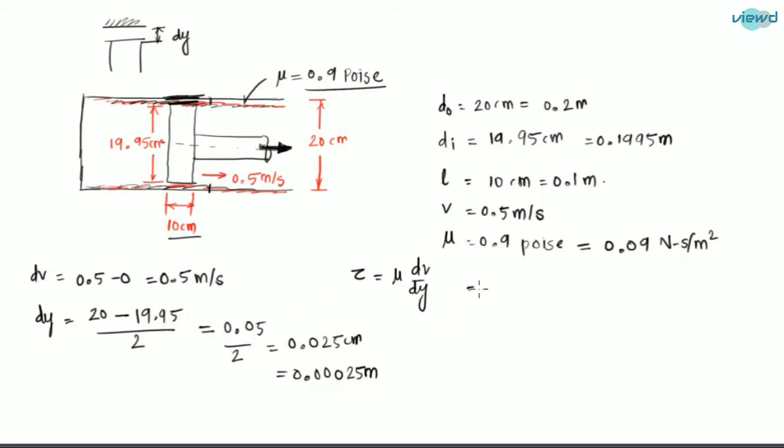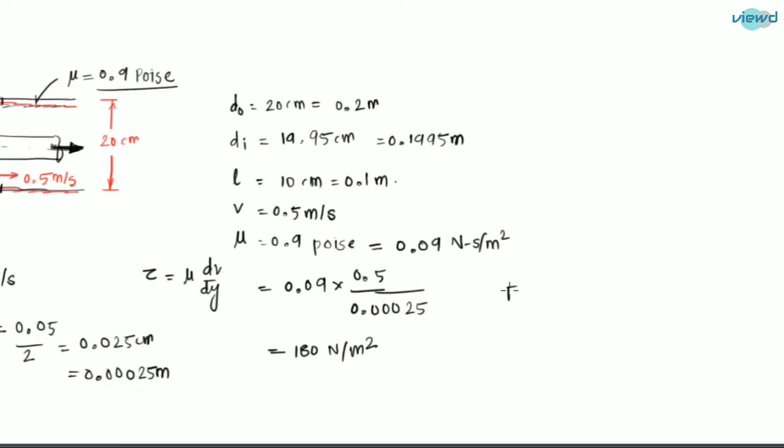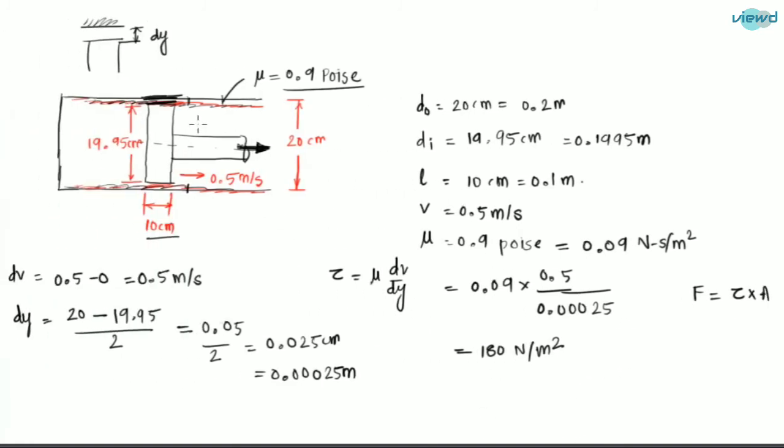And next, if we substitute in this, we get 0.09 into dV. The velocity is 0.5 divided by dy, 0.00025. And if we calculate it, we get 180 Newton per meter square. Once check it, whether the calculation is right or wrong. And force is equal to shear stress into area. So which area we need to consider in this? The piston surface area, or the cylinder, taking the diameter as 20 or taking diameter as 19.95.